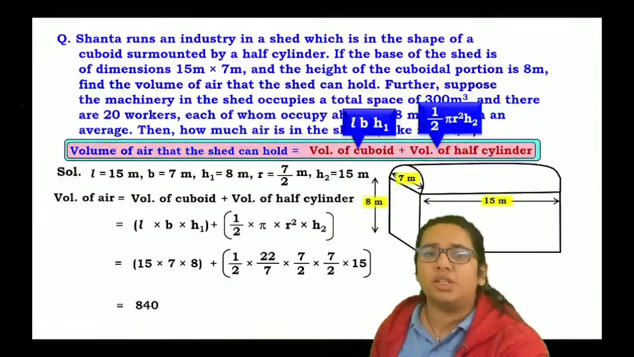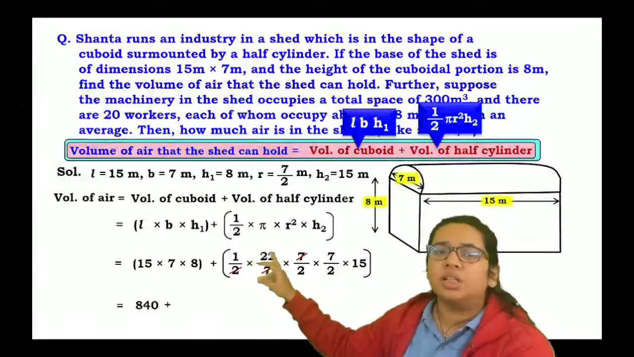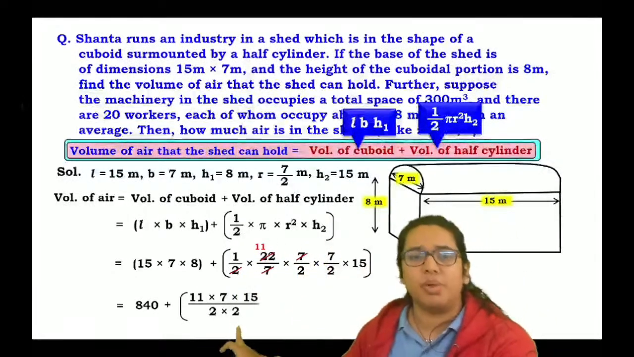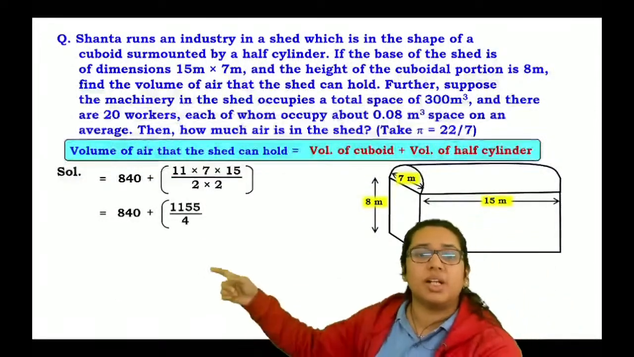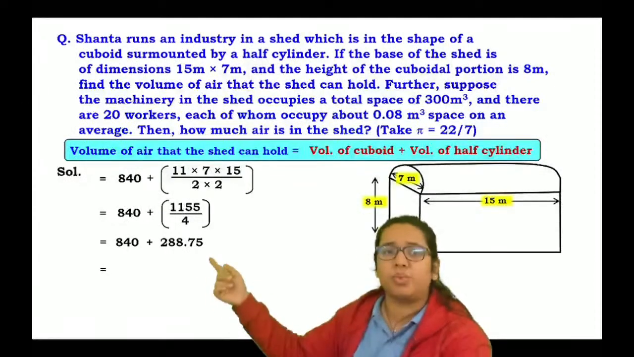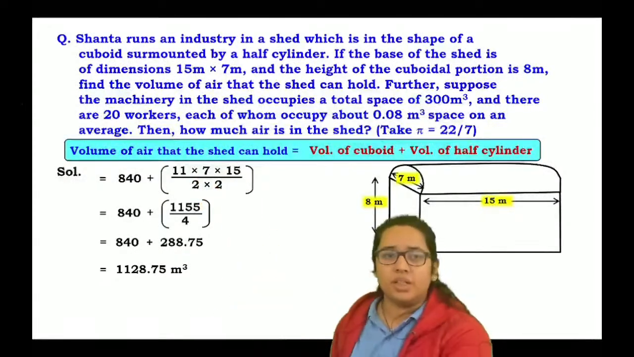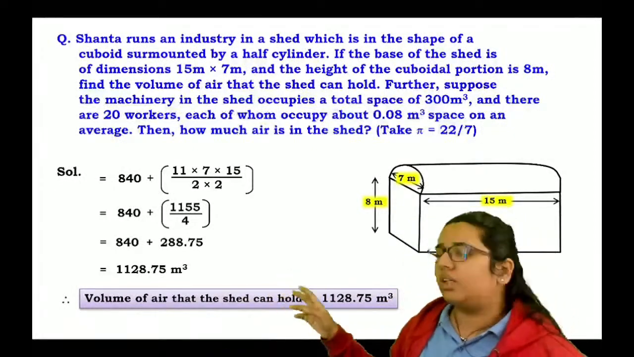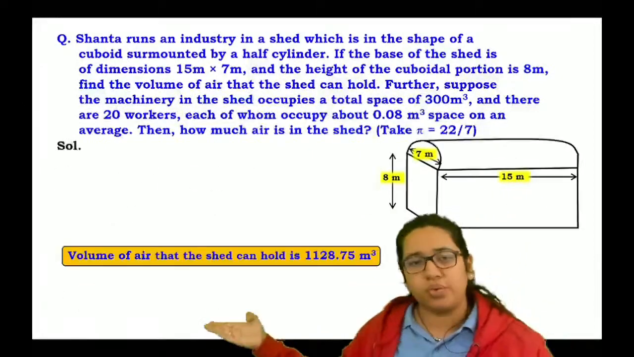So 15 into 7 into 8 is nothing but 840, plus 7 ones are 7, 7 ones are 7, this will get cancelled, 2 ones are 2, 11s are 11, so 11 into 7 into 15 divided by 4 will be the volume in cubic meter. That is, after calculating this, you will get 840 plus 1155 upon 4, which is nothing but 288.75. So after adding these two, you will get that the volume of the air that the shed can hold will be 1128.75 cubic meter. So we are done up to first part.